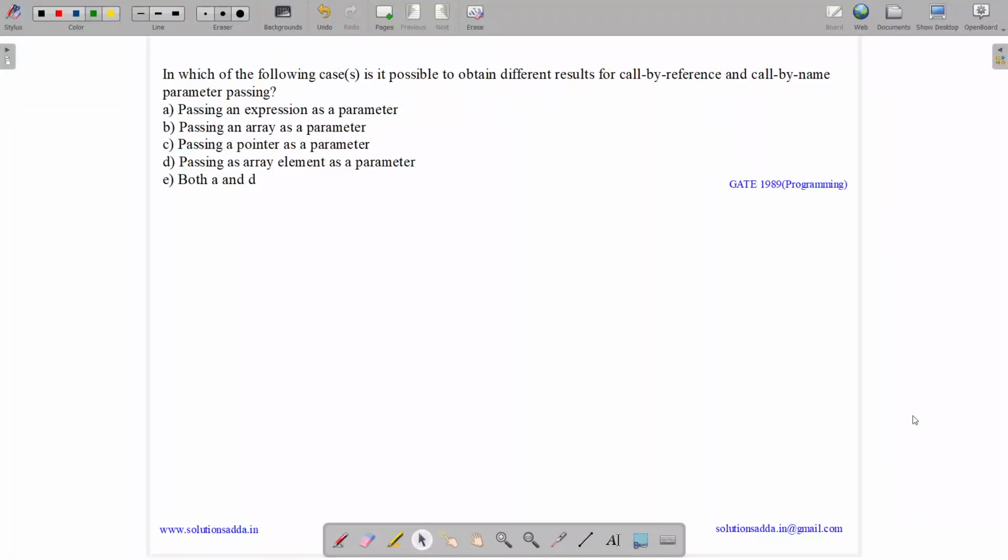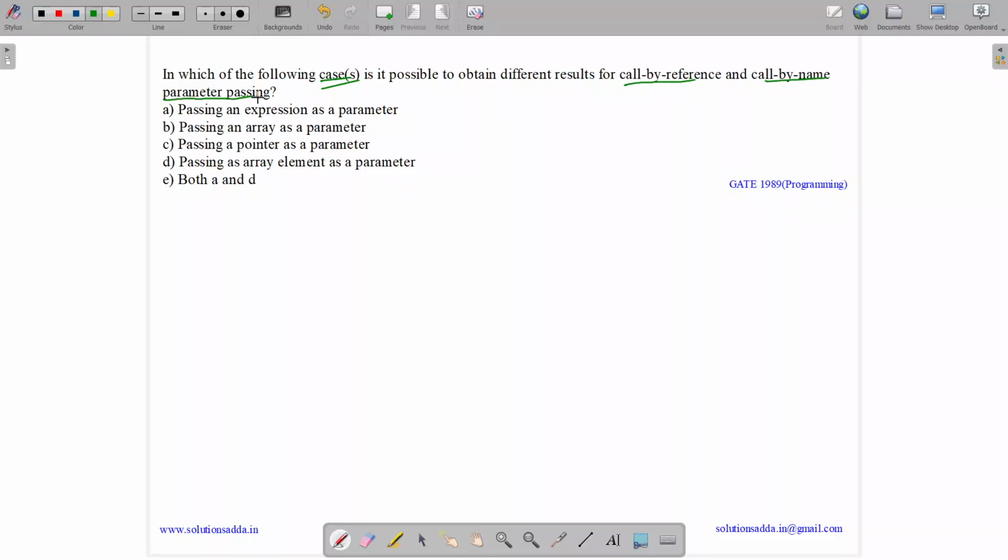This question belongs to programming subject and the topic name is parameter passing. It was asked in GATE CSE 1989. So the question states, in which of the following cases, which means multiple answers are possible, is it possible to obtain different results for call by reference and call by name parameter passing?